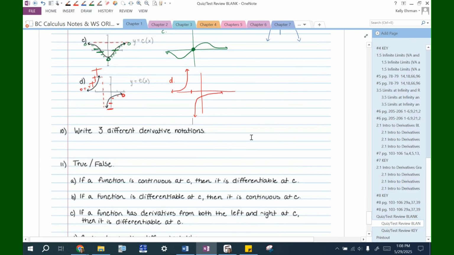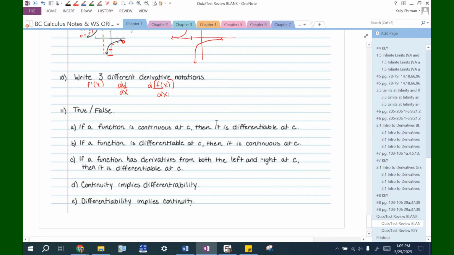Write 3 different derivative notations. So we have f prime of x, dy dx, or what's the third one? I don't know. d f of x dx, something like that. True or false? If a function is continuous at c, then it's differentiable at c. False. Just because you have continuity, it does not imply differentiability.